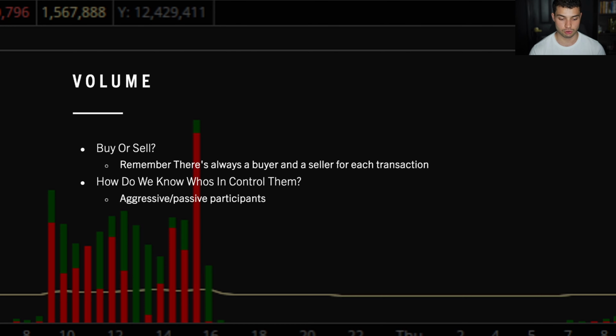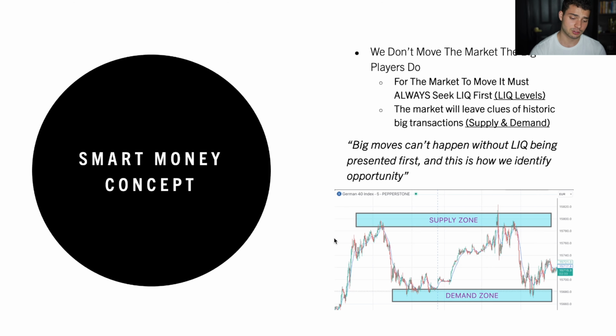We want to know who's in control, so we can see volume kind of like this, and we can understand who is more in control, and that will give you a better indication of where price should go to, all right? Then we've got smart money concept.